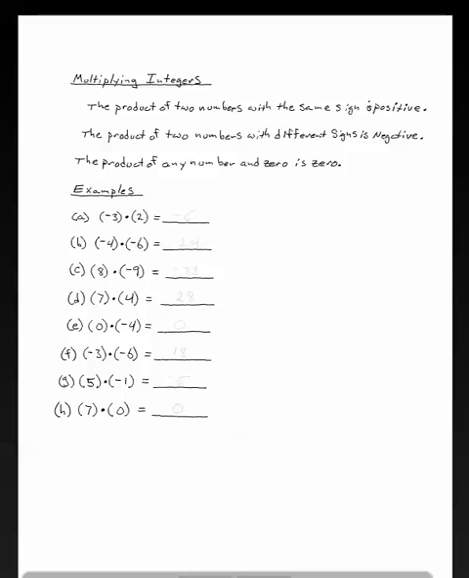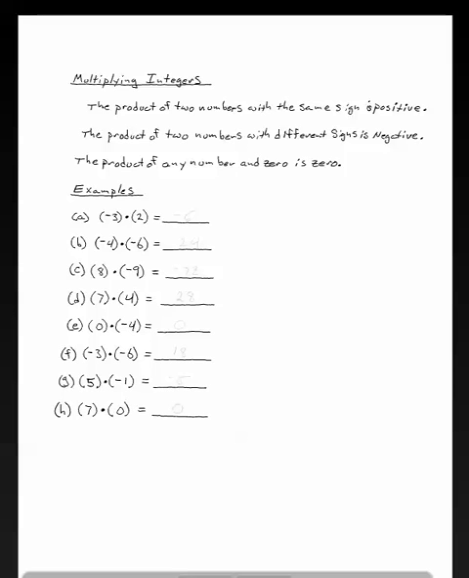The product of two numbers with different signs is negative. So if we're multiplying a positive and a negative, or a negative and a positive, then we'll get a negative answer. We also need to know that the product of any number and 0 is 0. So let's look at the examples.